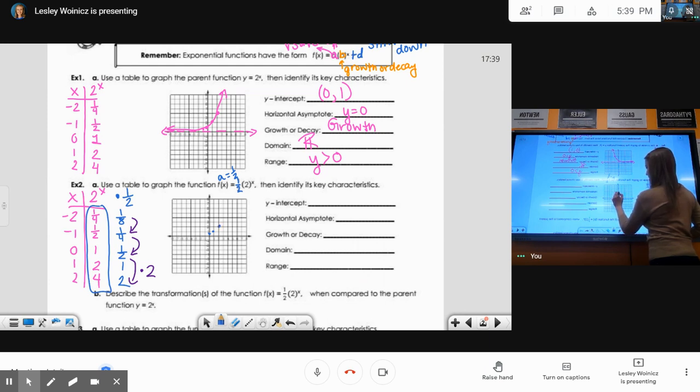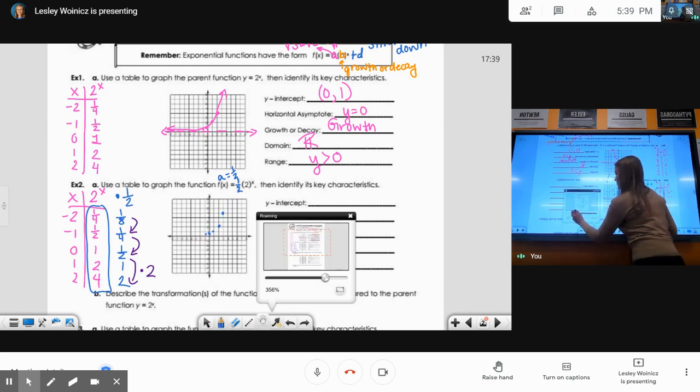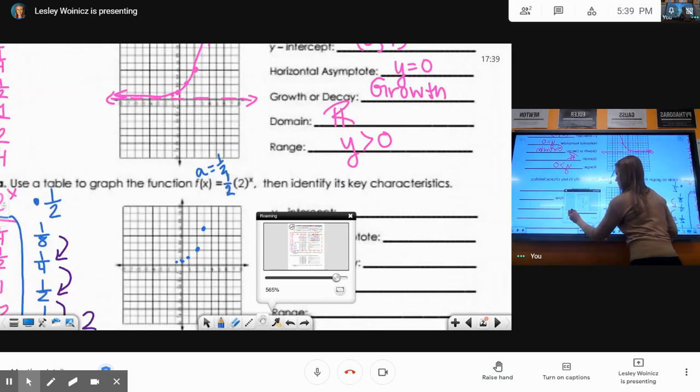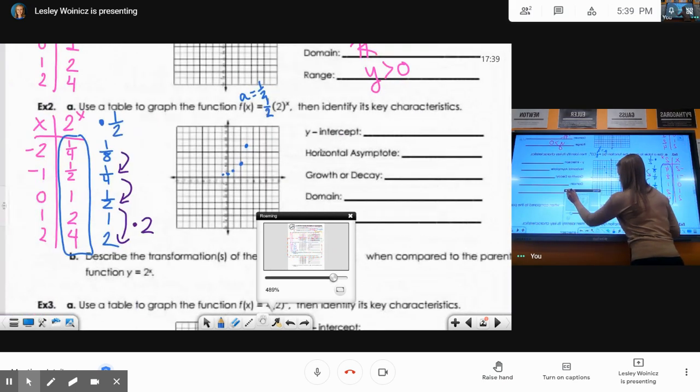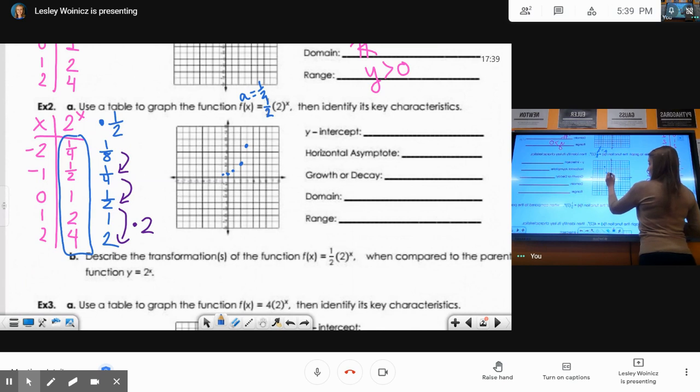It's a little hard to see. I don't know why I made my graph so small. I think I was trying to fit them all on this page. Okay, so now I've graphed those points, and it's kind of hard to see because I didn't do a great job. Okay, let me zoom in for this part. Sorry.